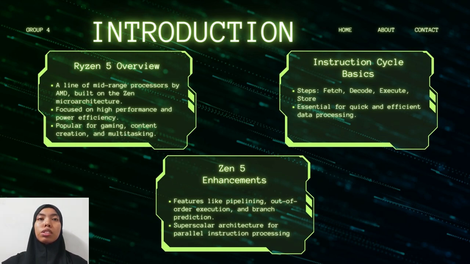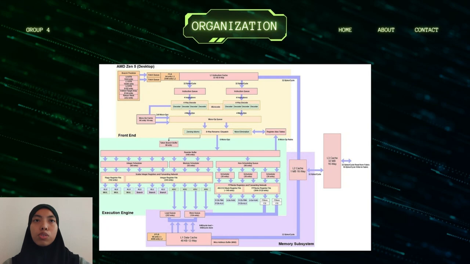The enhancements of Zen 5: features like pipelining, out of order execution, and branch prediction. It also contains superscalar architecture for parallel instruction processing. This is an overview of the diagram referring to the instruction cycle of AMD Ryzen Zen 5. The next slide will be continued by Faiz and Luffy for more explanation regarding the diagram.